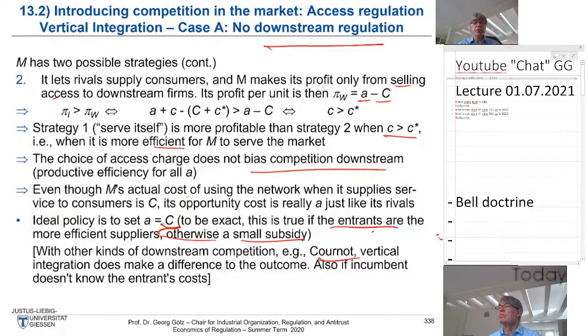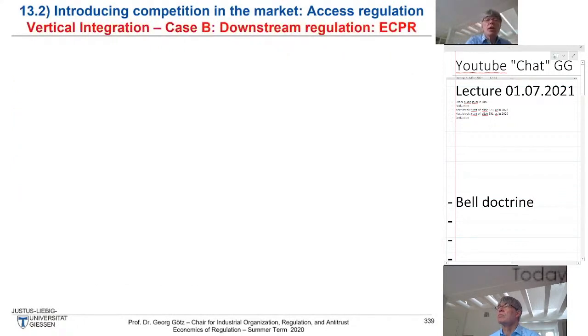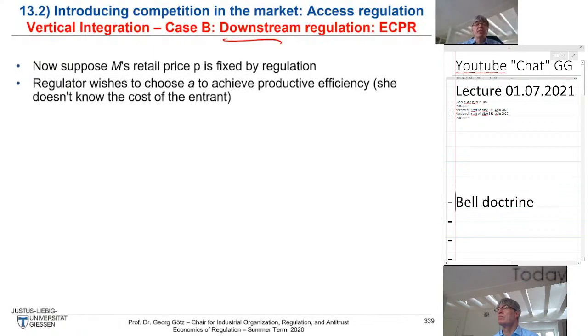Very important. Now, very often, however, we also have downstream regulation, and we have vertical integration. So we have both some cap on the price of the final customer, and some access regulation. And this cap might even be only, say, geographically uniform prices or something like that, which you will see below. So this is our next case, the very famous efficient component pricing rule.